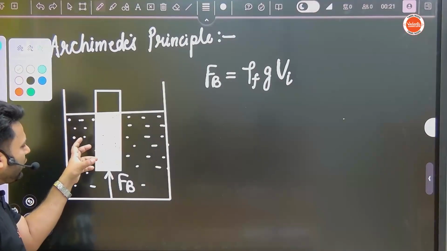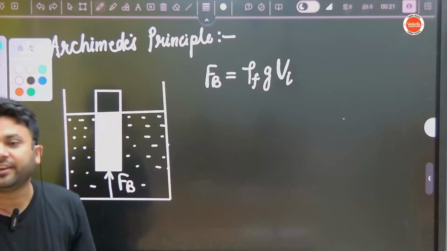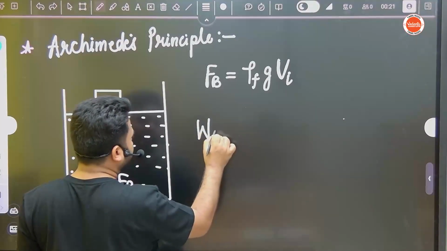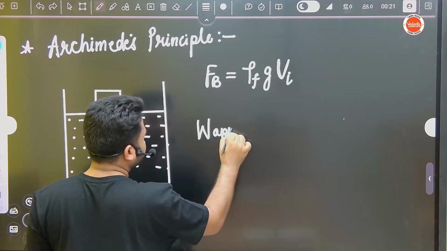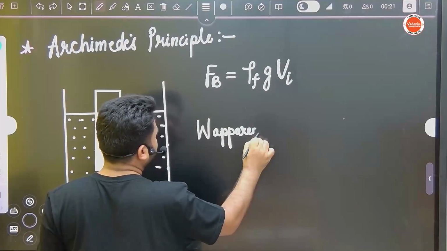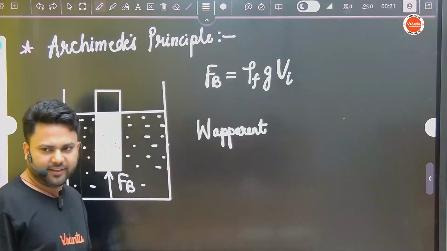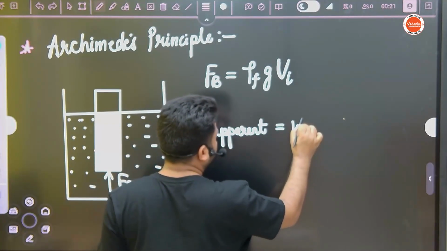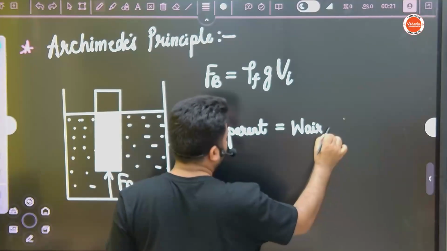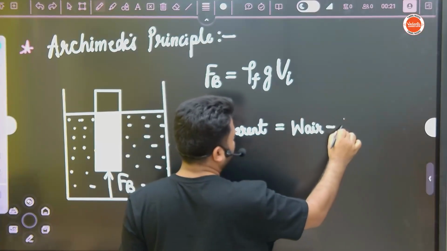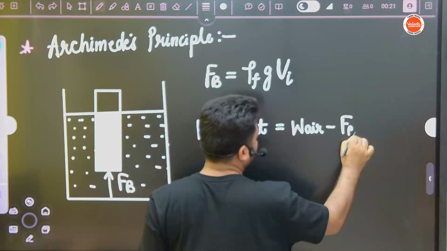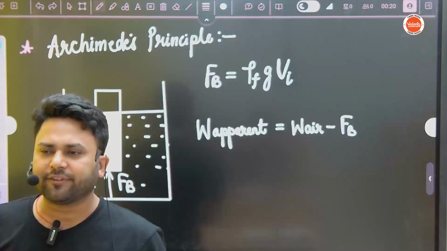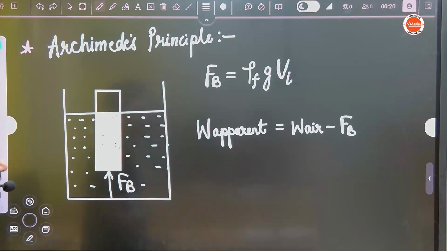Due to this upward force, the weight of the object, we will feel a little bit less. The less weight we call apparent weight, that is the weight in fluid. Apparent weight is nothing but weight in air minus this buoyant force. Suppose weight in air was 100, buoyant force 40. Now net you are feeling 60, 100 minus 40.